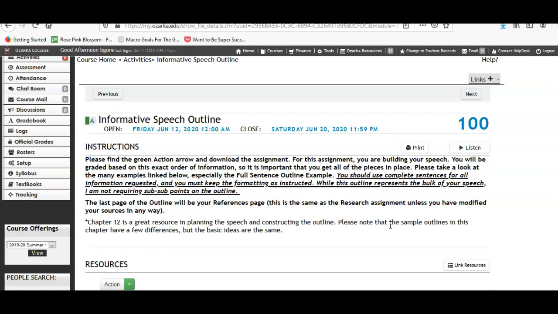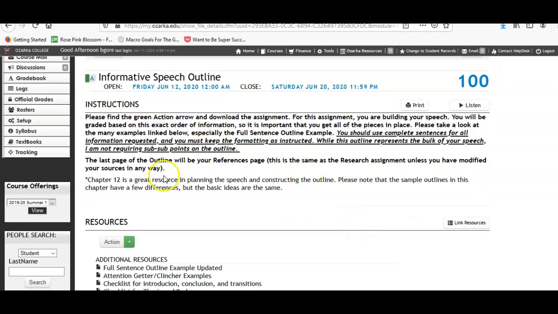It's possible that you will include things in your speech, sub points that don't appear in the outline. That's fine, but most of the things that you're going to say in your speech will be in this outline. One thing I want to reiterate is the fact that you are using chapters 12 through 14 through this whole process. So make sure that you have at least looked over 12 through 14 as you are planning your speech. This particular information will come from chapter 12 when it comes to the outline.